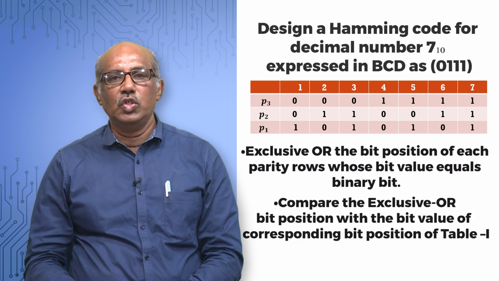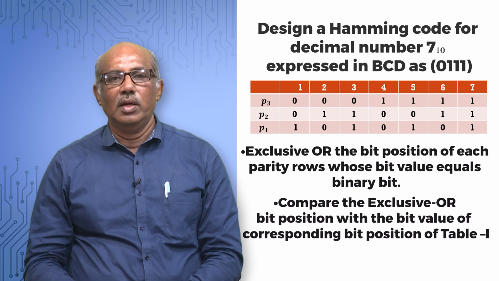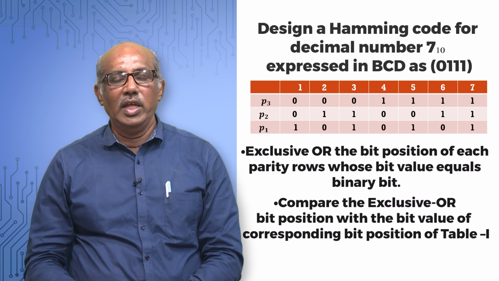Compare the exclusive OR position with the bit value of the corresponding bit position of table 1. So, if I compare it, you know that P1 is equal to 0 exclusive OR 1. So, how did I get it? Because if you see P1, that is 1, 1 itself in your table 1 is the parity bit 1. Therefore, I have removed it. The remaining ones are 3, 5 and 7. So, what is placed in 3, 5 and 7? If we come to table 1, that is 0, 1, 1. So, how many ones are there? There are only an even number of ones, therefore, if you exclusive OR it, it is 0.